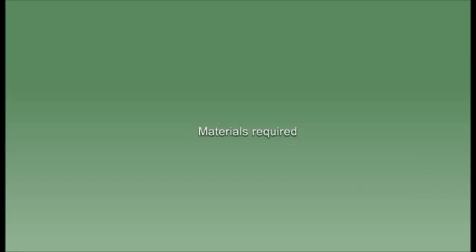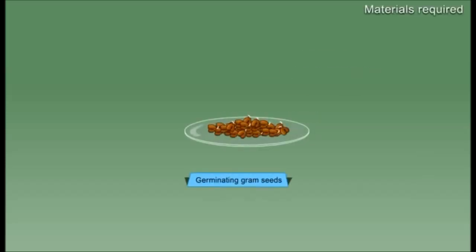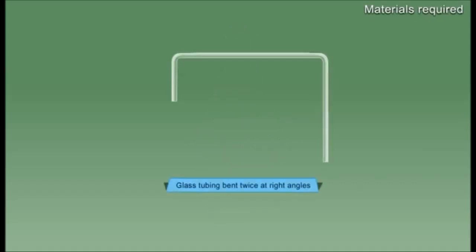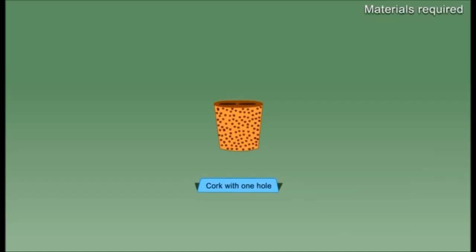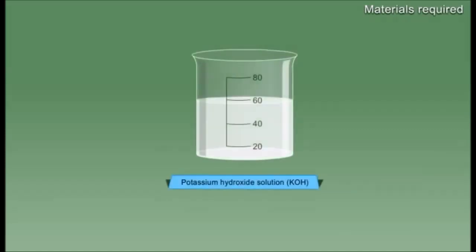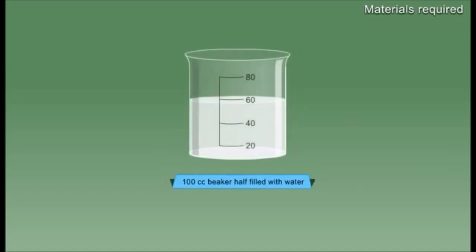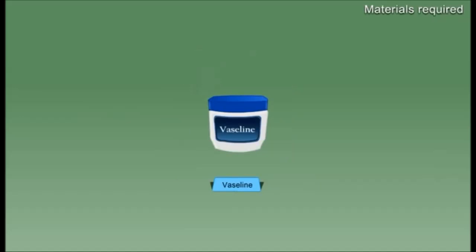Materials required: germinating gram seeds, dropper, conical flask, cotton thread, glass tubing bent twice at right angles, small test tube, cork with 1 hole, potassium hydroxide solution, 100 cc beaker half filled with water, Vaseline.